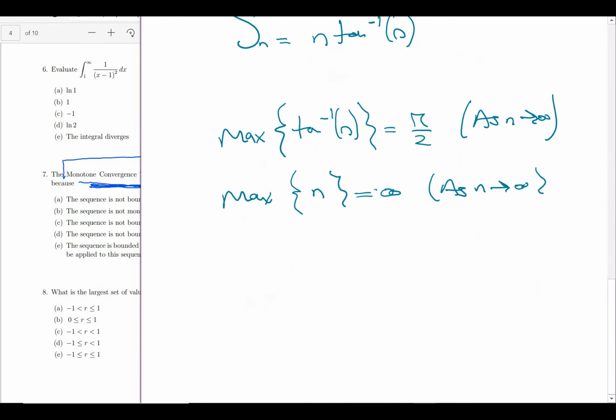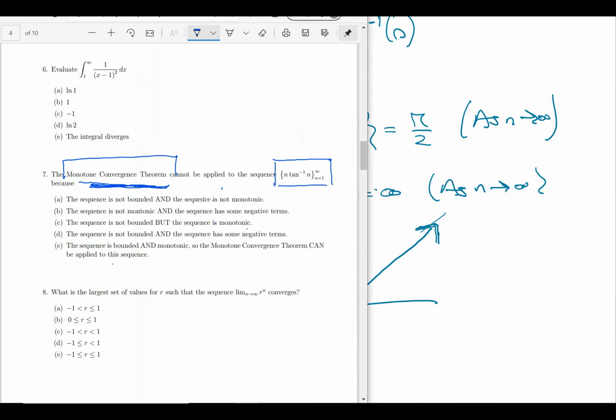So therefore, if we're multiplying, because the function n is a linear function that keeps going, it's monotonic increasing, so they're both monotonic increasing, but it's always going on towards infinity. So this is going to explode. Once we multiply by n, you're multiplying infinity by pi halves, well that's infinity. So we know the sequence is not bounded.